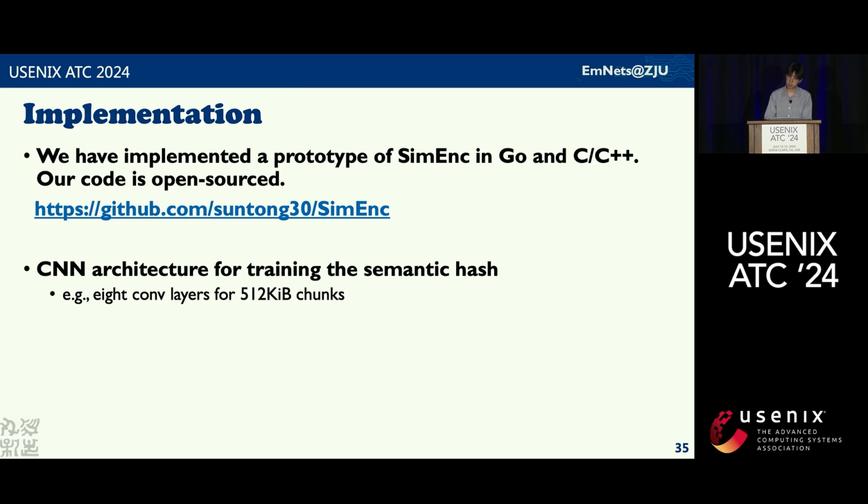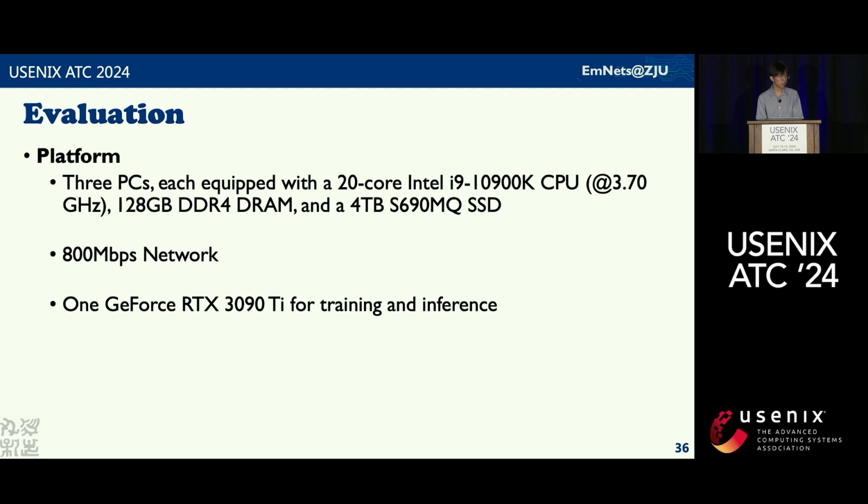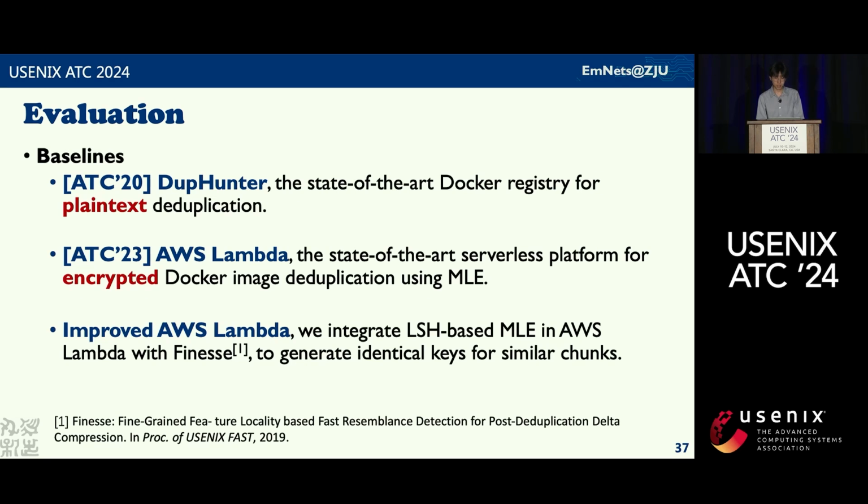So we have implemented a prototype of SimEnc in Go and C++. Our code is open sourced. We deploy the system on 3 PCs connected with an 800 megabits network, and we use 1 GPU for training and inference. We compare SimEnc with 3 baselines. DupHunter is a state-of-the-art Docker registry for plaintext deduplication, and AWS Lambda is the SOTA serverless platform for encrypted Docker image deduplication using MLE. And the improved AWS Lambda, which deployed the LSH-based MLE.